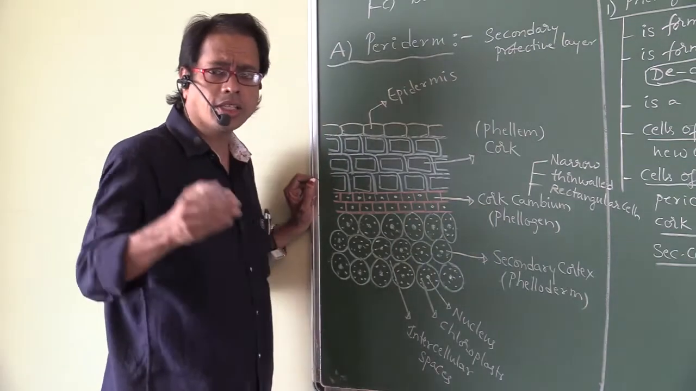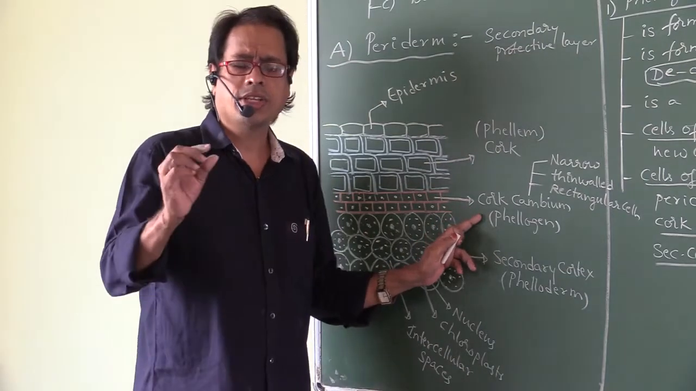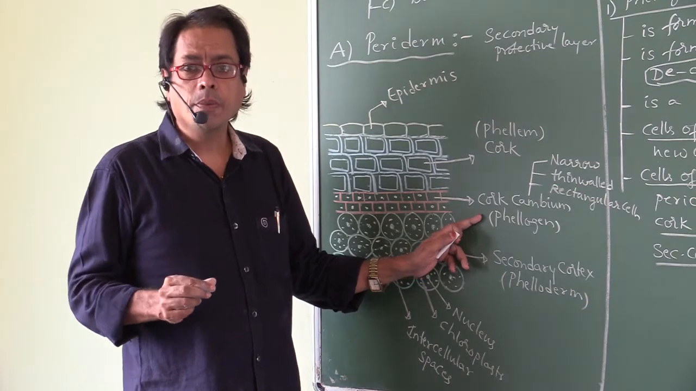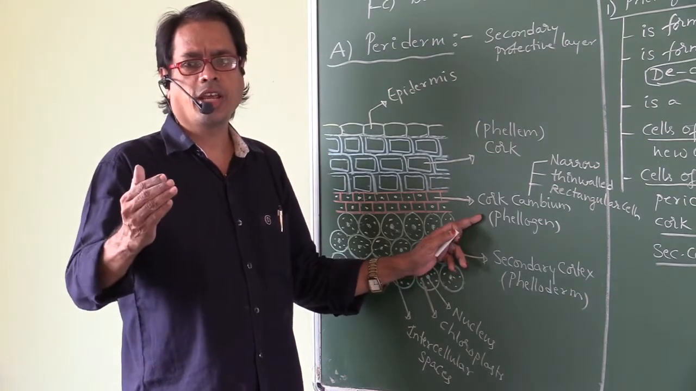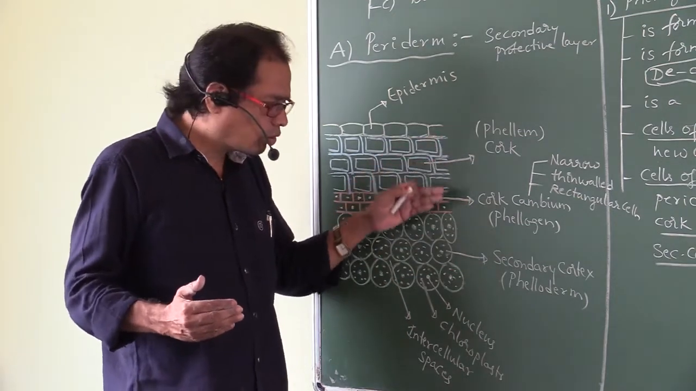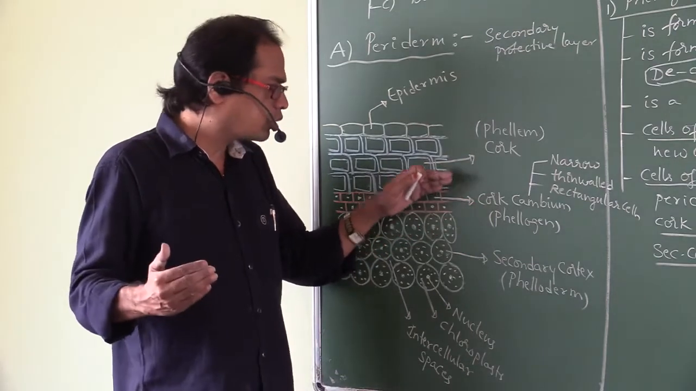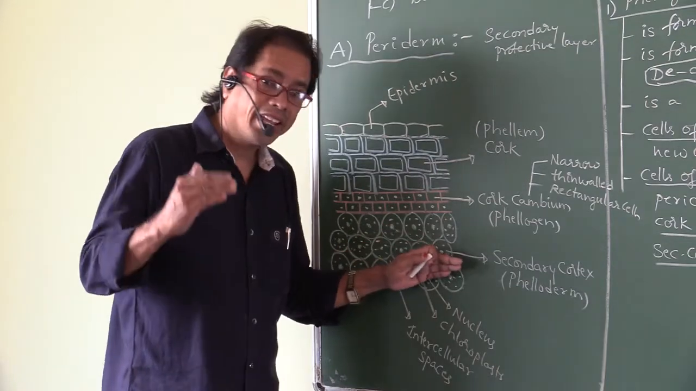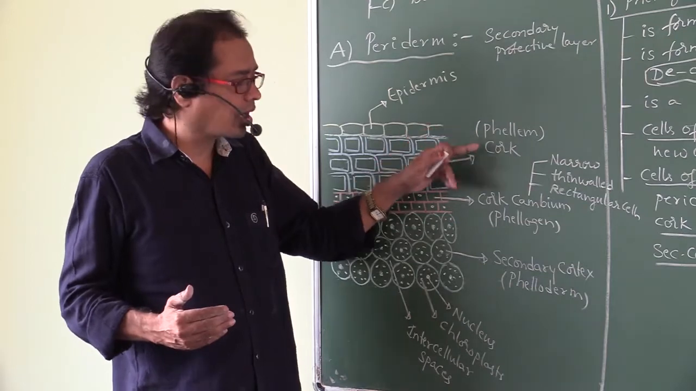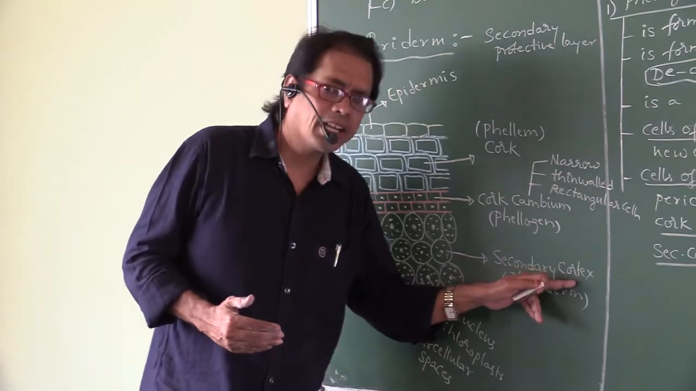RD means redifferentiation. That means cork cambium cells undergo periclinal divisions and produce new cells both towards the outer side and towards the inner side. Cork cambium cuts off new cells on both sides. The tissue produced towards the outer side is called cork tissue. The tissue produced towards the inner side is called secondary cortex.